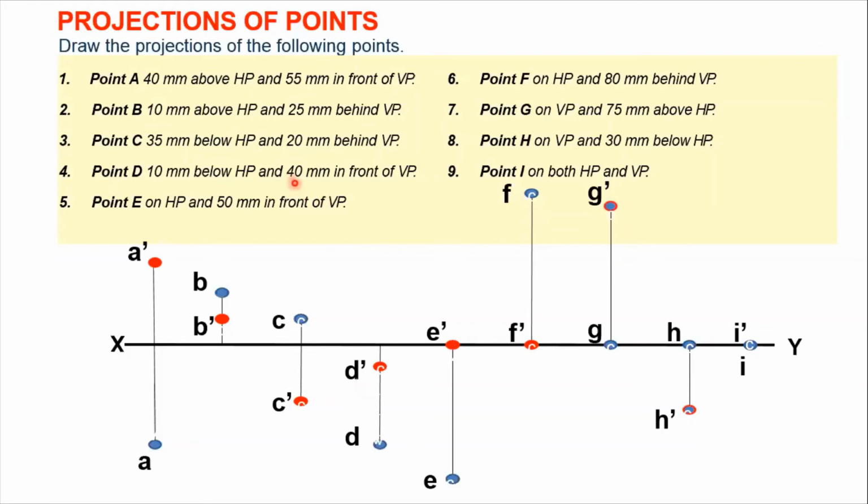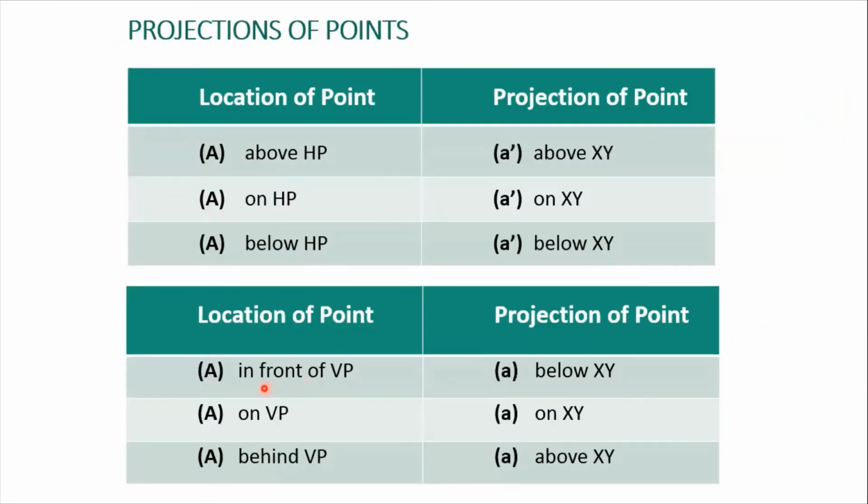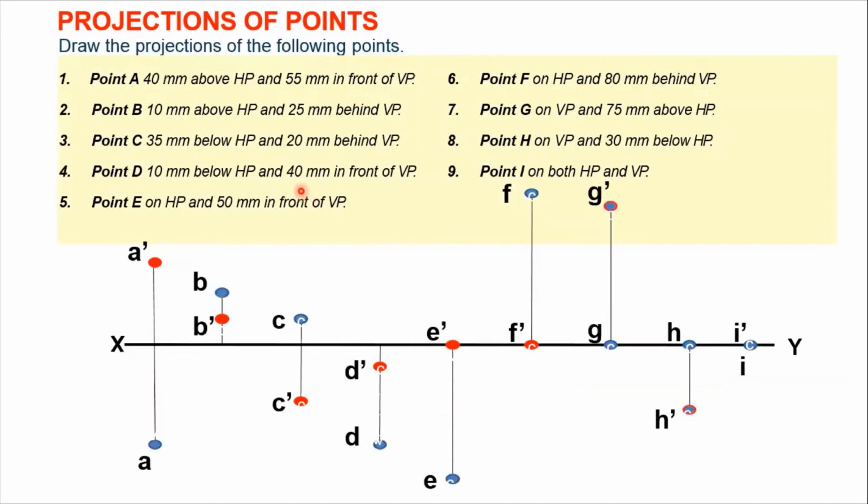Now 40 mm in front of VP. So we'll look for the table in front. So in front, that means our answer is A without any dash below your XY line. So let us plot this point 40 mm in front of VP. That means 40 mm below your XY line. So we have plotted this point 40 mm below this XY line. This is your blue point, and the blue point you will denote by your point D.